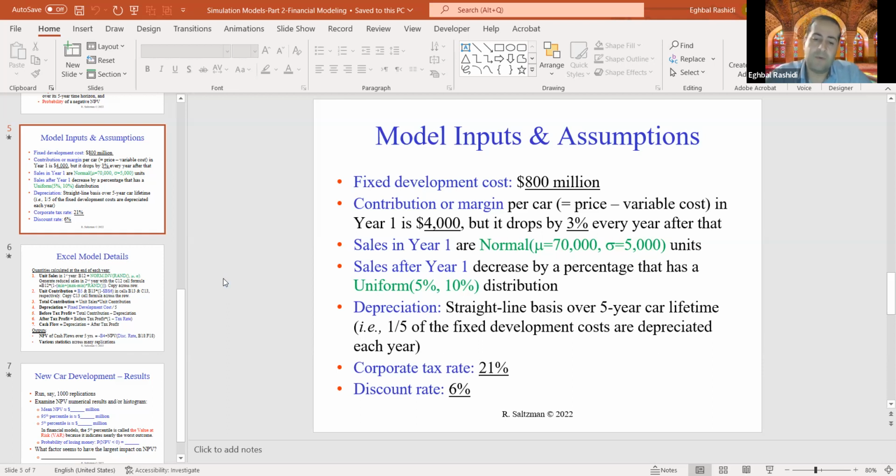Okay? And we also need to compute the depreciation. The depreciation here is estimated to be fully applied over 5 years. So that means 1/5 of the fixed cost of developing a car. The corporate tax rate is 21%, and the discount rate to compute the time value of money when we use the net present value formula is 6%.